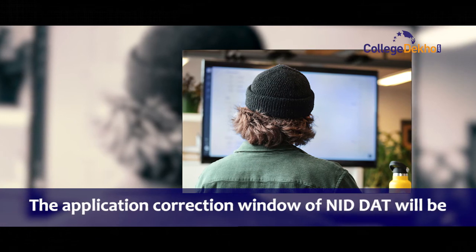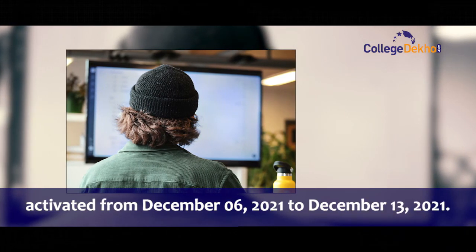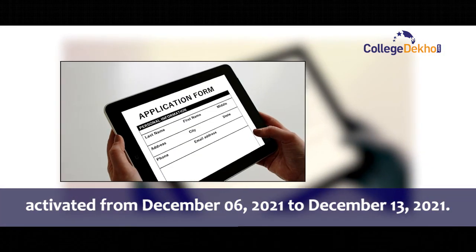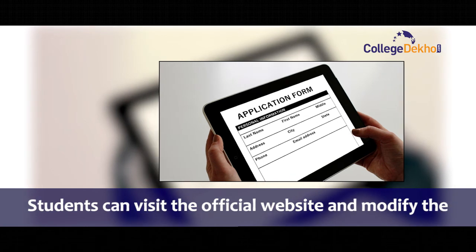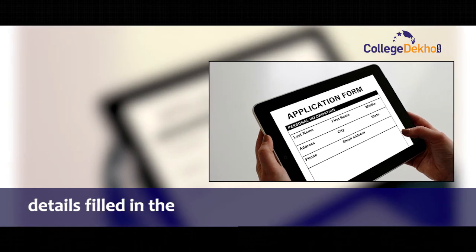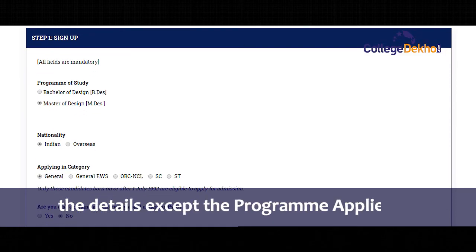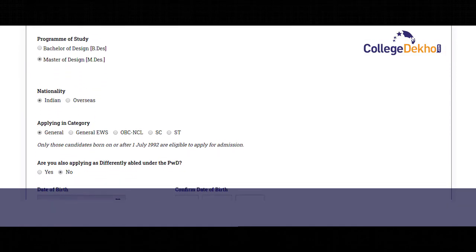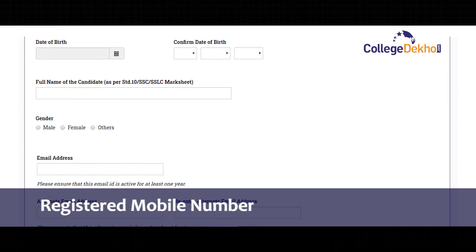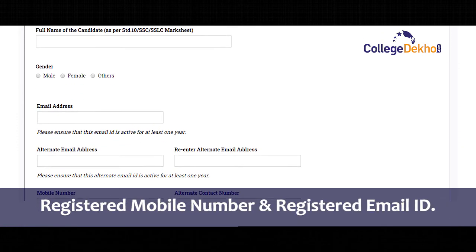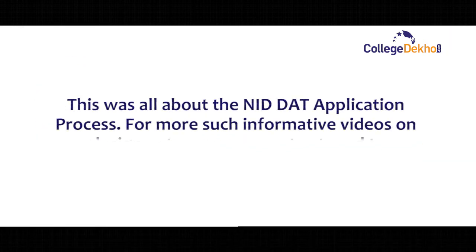The application correction window of NID DAT will be activated from December 6, 2021 to December 13, 2021. Students can visit the official website and modify the details filled in the application form. They can edit all the details except the program applied in, name of the candidate, category, date of birth, registered mobile number and registered email ID. This was all about the NID DAT application process.